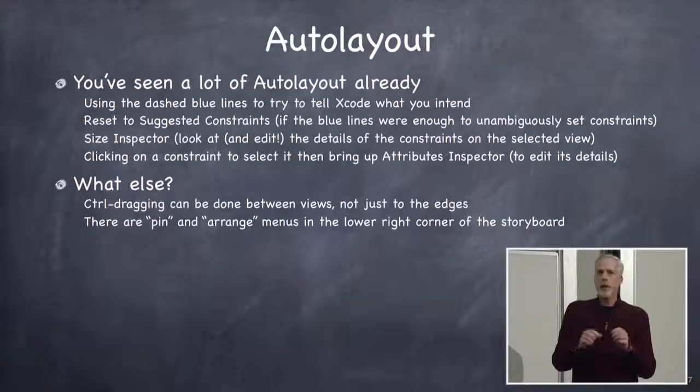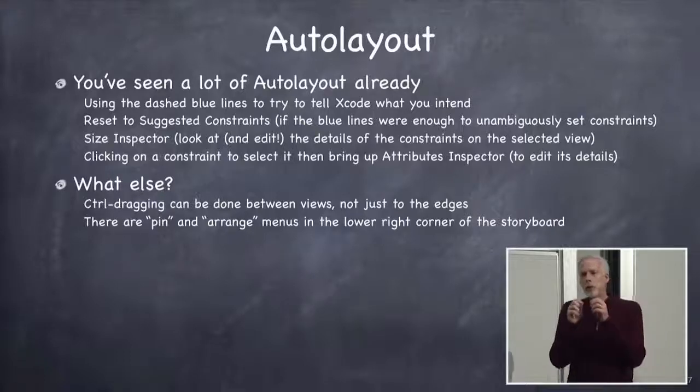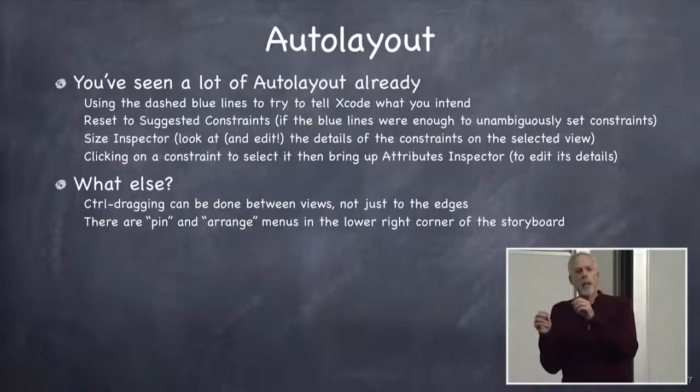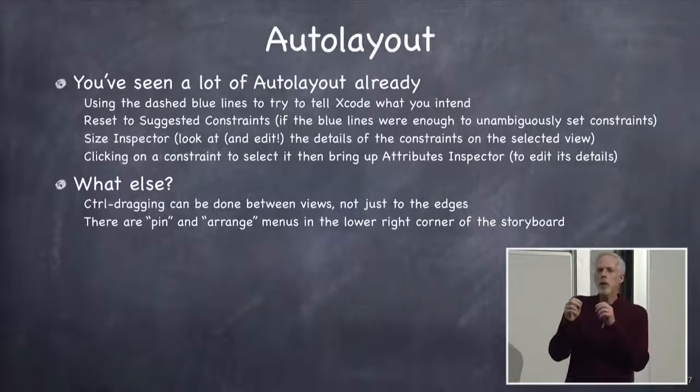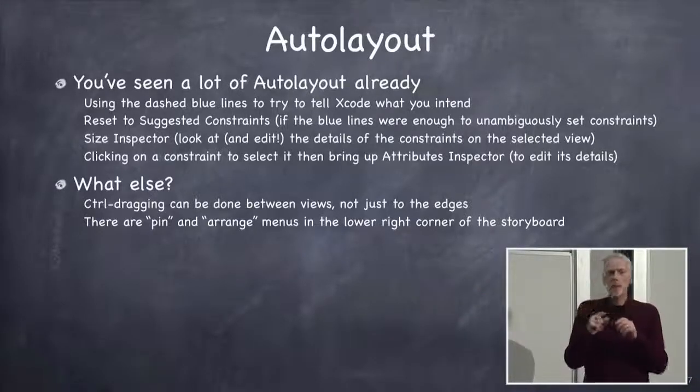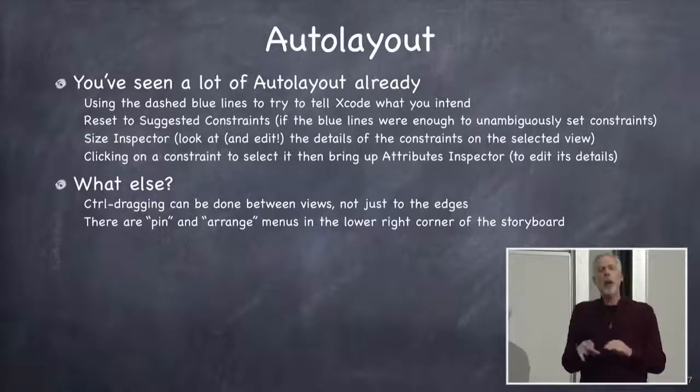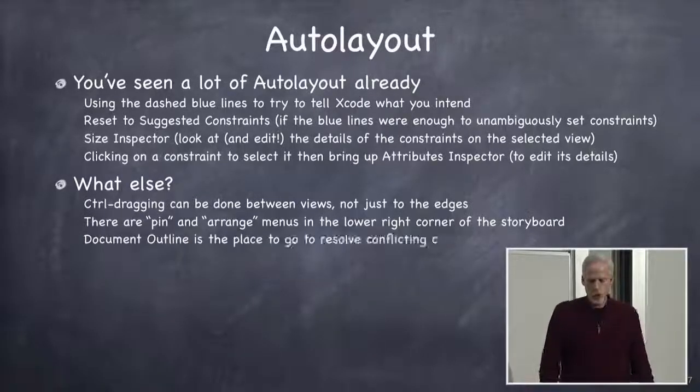Pretty much everything in there you can do with control drag, but sometimes it's hard to do control drag. Maybe the views are very close together, or they're really near the edge, or they're overlapping some other view. And so when that starts to be a problem, you can click on them to select, either using the control shift click to drill down if things are overlapping, or maybe use the document outline to select it, and then go to these menus to apply whatever constraints that you want.